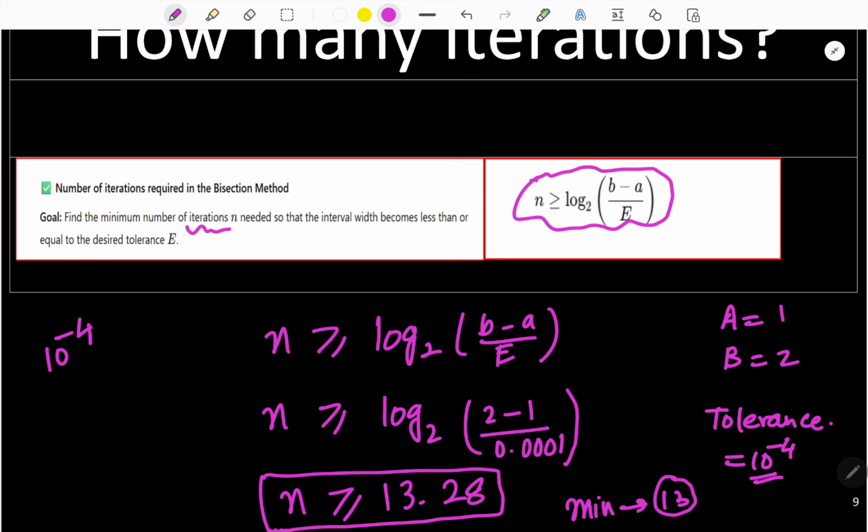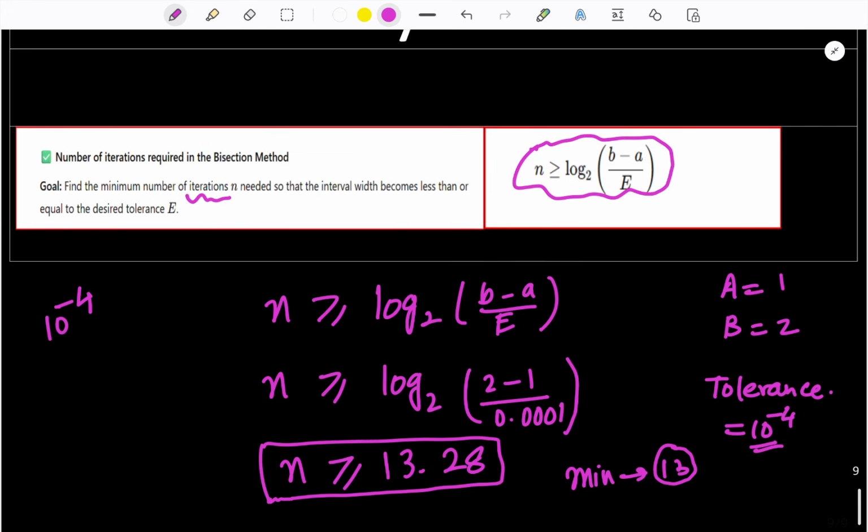So in this way, we are finishing the bisection method. I hope you understood this method very clearly. So that's how we apply the bisection method for the question x cube plus 4x square minus 10 equal to 0. This method might be slow compared to others, but it's guaranteed to work if the function changes sign between a and b.